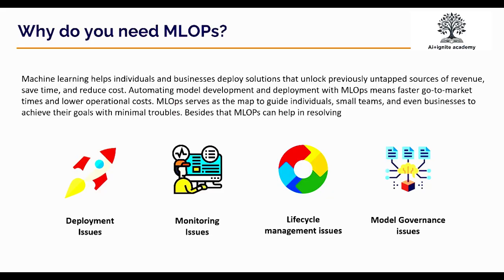And then MLOps serves as the map to guide individuals, small teams, and even businesses to achieve their goals with minimal troubles. Besides that, MLOps can help in resolving. Okay, so basically the four important reasons why we need it is because deployment issues will be reduced because you are deploying it once and it gets updated multiple times. And then monitoring issues would be reduced because you are continuously monitoring it with a monitoring tool. Lifecycle management issues, the entire lifecycle is managed from one console. You don't have to do anything else. You just have to set it up and then keep on deploying the updated model.